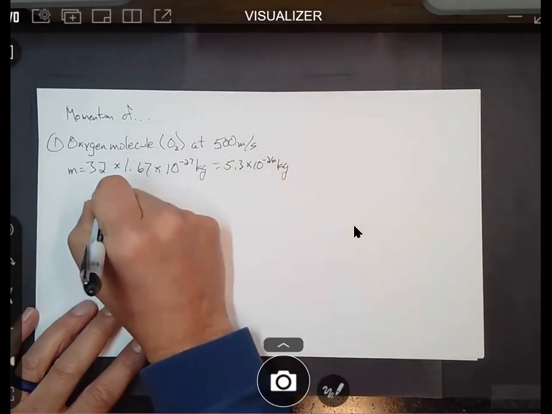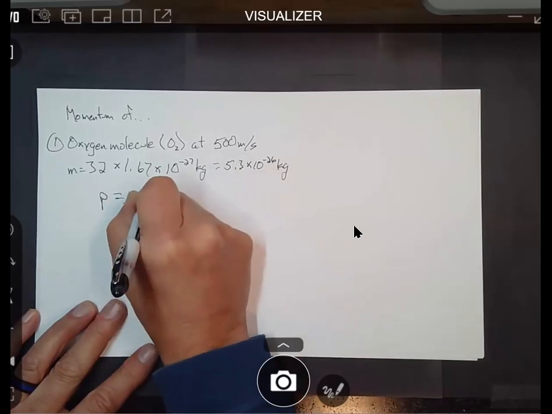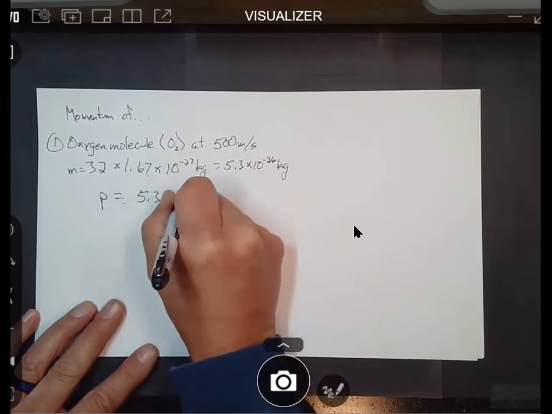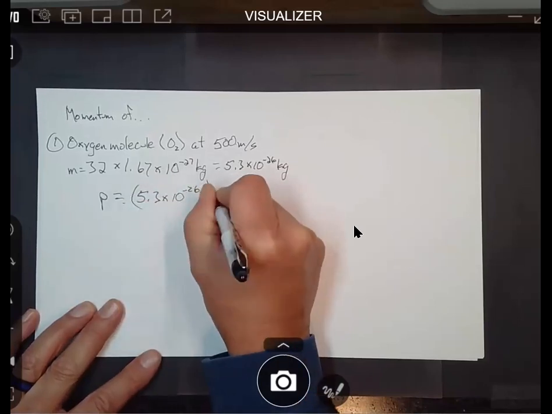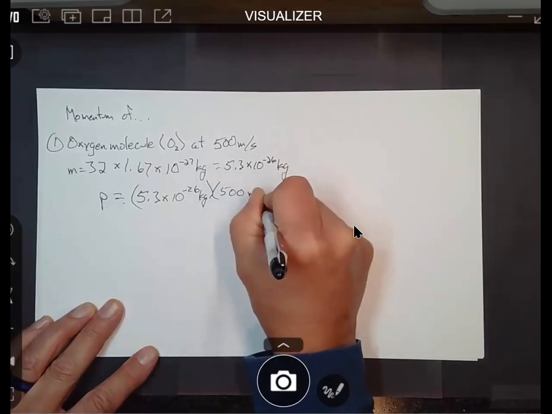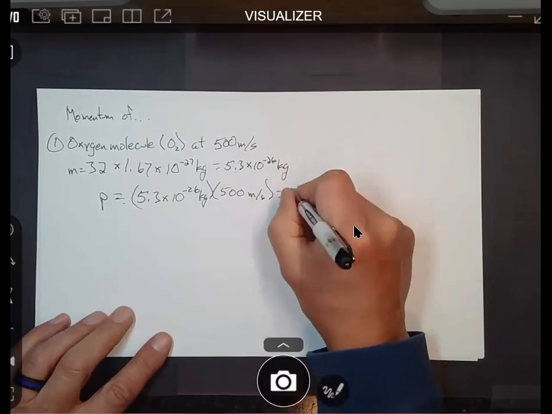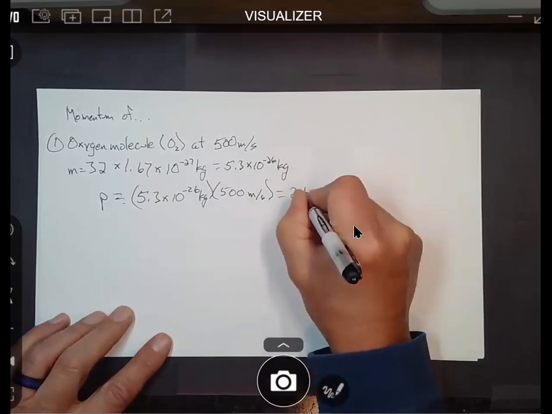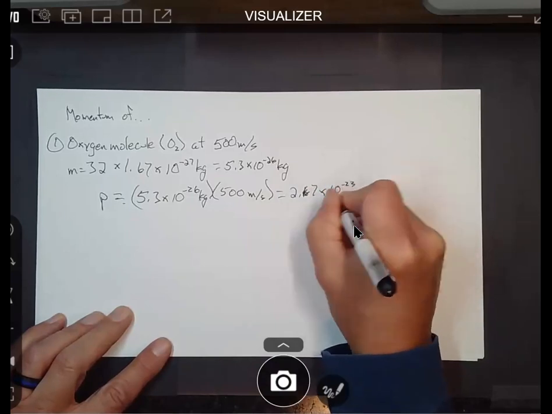So in this case, the momentum is going to be that 5.3 times 10 to the minus 26 kilograms times 500 meters per second. So just multiply the number I just got by 500, and I get not much. 2.7 times 10 to the minus 23.